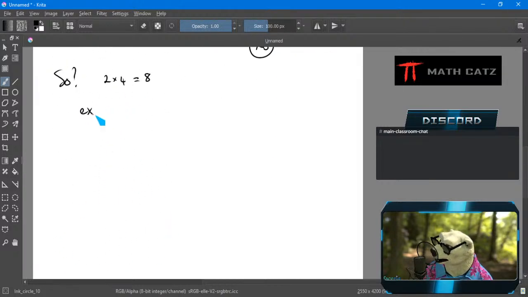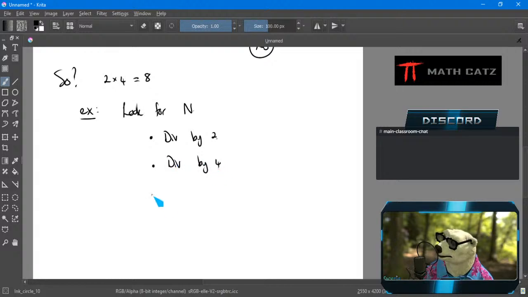Can we come up with an example of a number that is divisible? Look for some number n. I want it to be divisible by 2. I want it to be divisible by 4, but I want it to be not divisible by 8. Therefore, giving me an example that contradicts my thinking to go further with this test for 6.